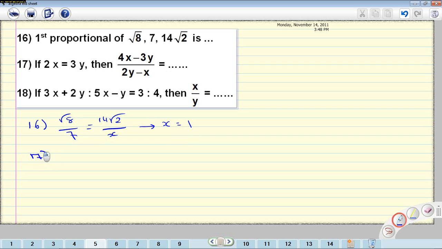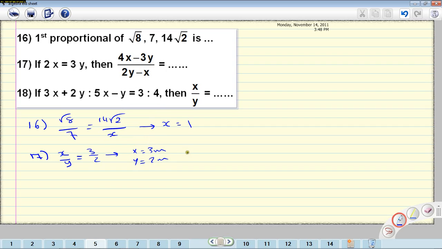Number 17, 2x equals 3y, and I want to find this fraction. 2x equals 3y, which means that x over y equals 3 over 2. So x equals 3m and y equals 2m, and simply I'm going to replace each x and each y by 3m and 2m.